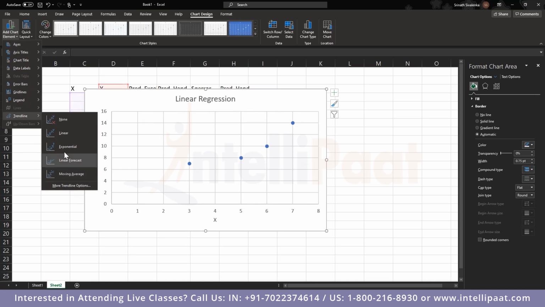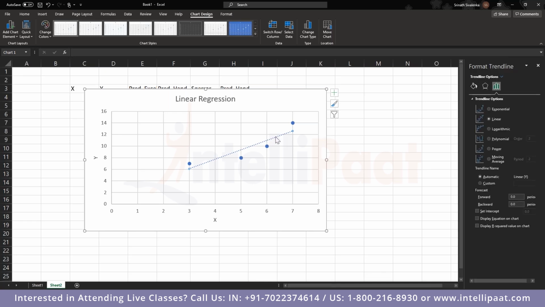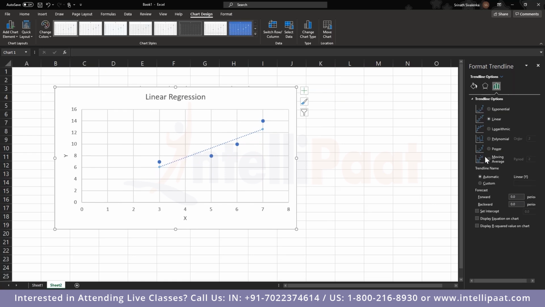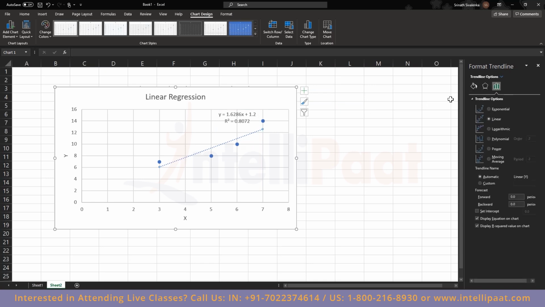What I would typically suggest is you can just directly select linear, or you can go to more trend line options. So just click on more trend line, and yeah, if you observe, there's something called format trend line, and in here you can select all the things that you want. For example, you don't want to set intercept, you want to display the equation on the chart, and you also want the r squared value to come up. I'll talk about what r squared is in a minute. This will take care of giving you the linear regression equation at this particular point.